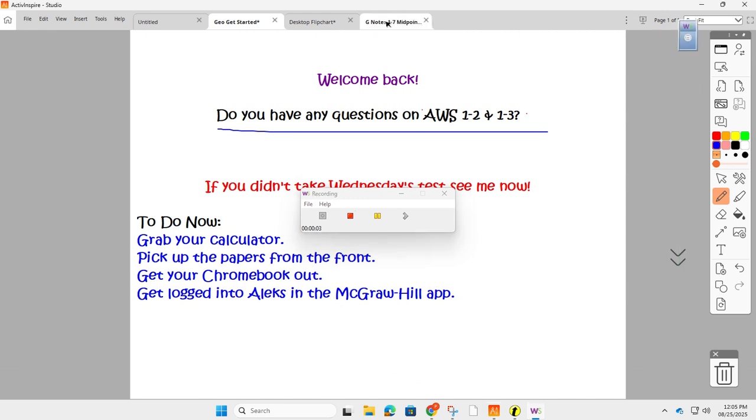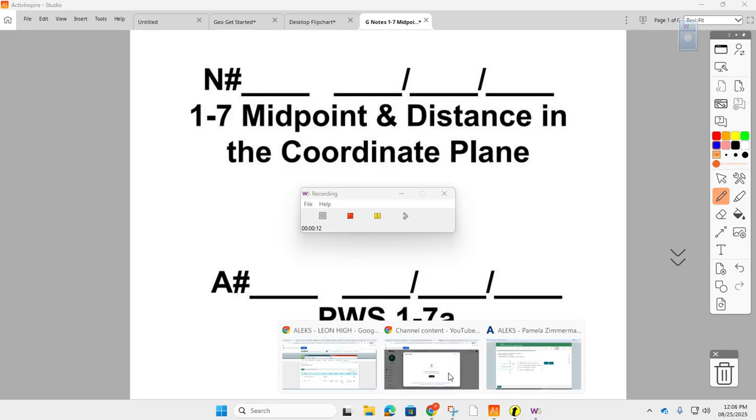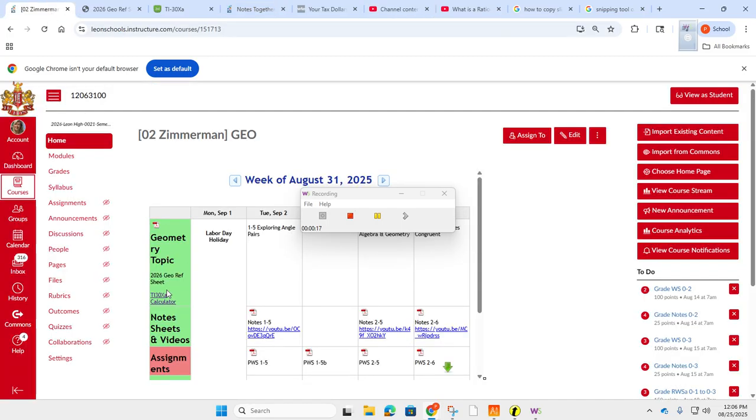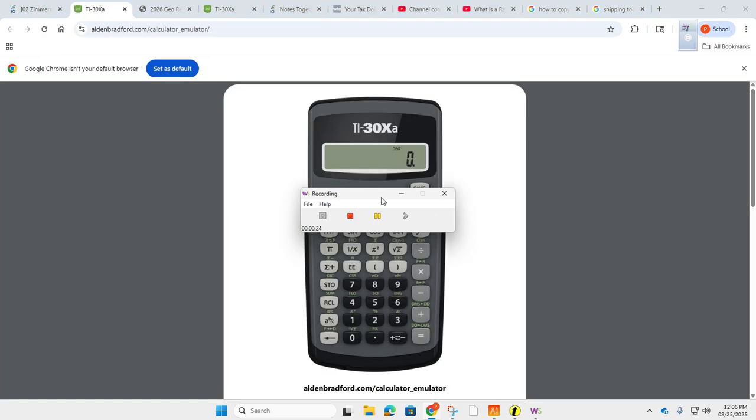Okay, so today we are learning about midpoint and distance in the coordinate plane. And I forgot, I actually wanted you to leave your Chromebook open. That's okay, I'm going to show you where to go. So I think I showed you this earlier where you can go to see our TI calculator. Remember that there's a link to your calculator on the home page that stays on the home page.